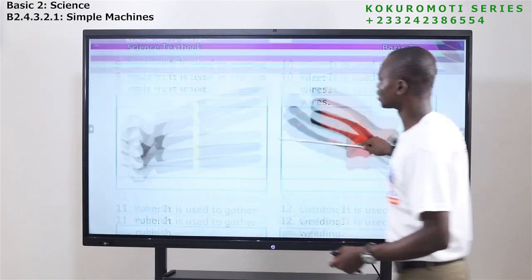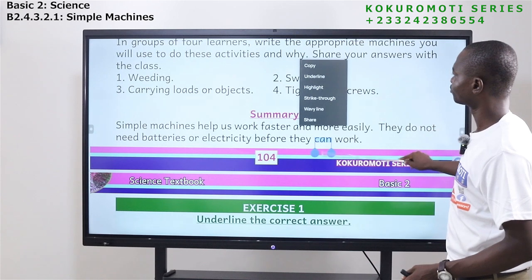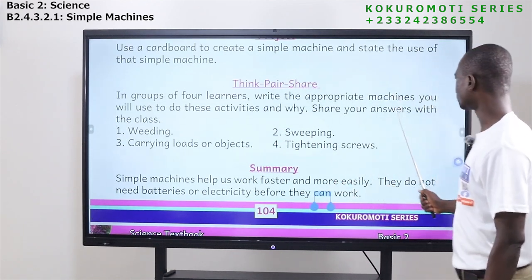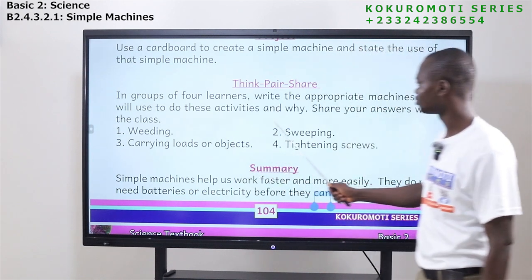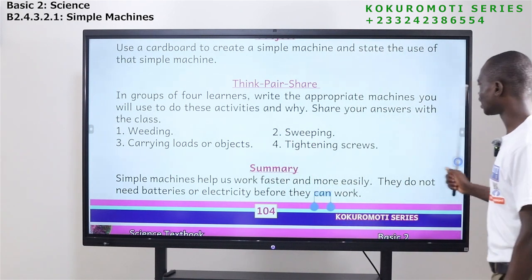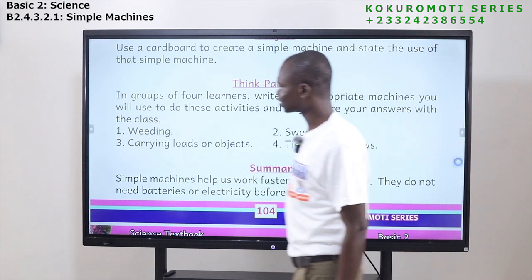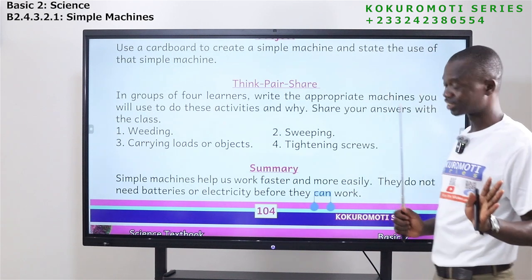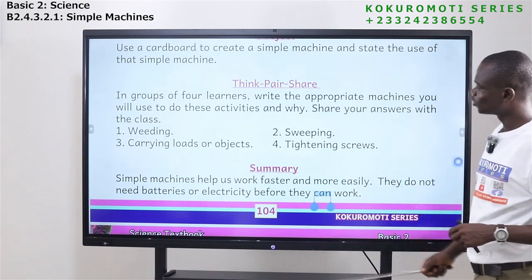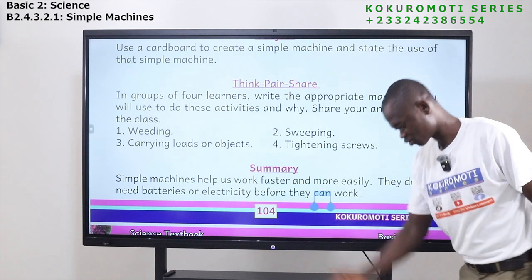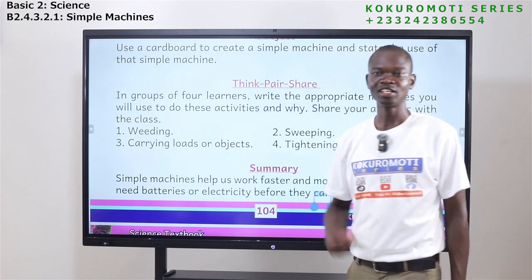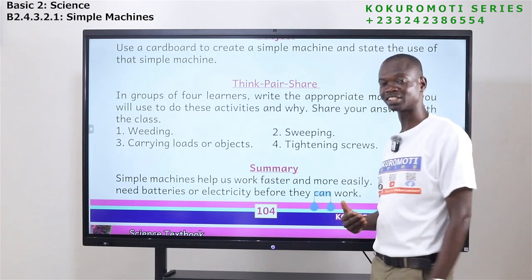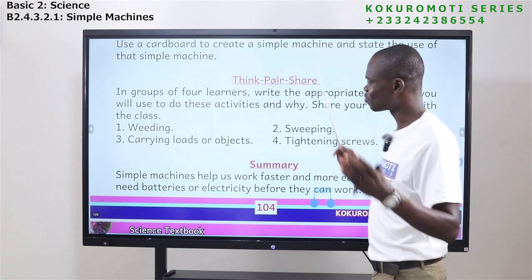Okay, now let's look at the next one. In groups of 4 learners, write the appropriate machines you will use to do these activities and why. Share your answers with the class. So this activity, reading, what simple machine are you going to use for reading? I won't tell you. Two, sweeping. You sweep early in the morning. What simple machine do you need for sweeping? You know. I hope you know it.